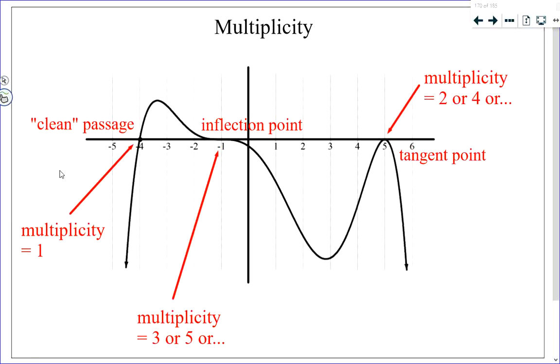And more often than not in an exam situation, you're asked for maybe the equation of a polynomial function assuming minimum degree. So if it was a tangent point and you were assuming minimum degree, you would be using a multiplicity of 2. That multiplicity of 2 means that x minus 5 as a factor will be squared. The inflection point is at -1, which means x plus 1 is a factor. It will be cubed. The clean point at -4 means x plus 4 is a factor, and that means it will just be x plus 4 to the 1.